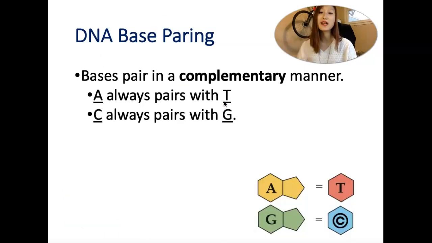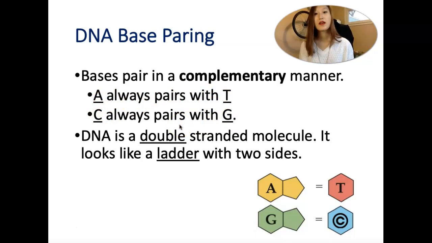Okay. So the base pairing, again, we can also call it a complementary base pair because they're not exactly matching, but they sort of match in a way, right? You need to remember that it's called a complementary base pair. So A always pairs with T, or the reverse. T always pairs with A, C pairs with G, G pairs with C. DNA is a double-stranded molecule. It looks like a ladder with two sides, and then you twist like this, okay?